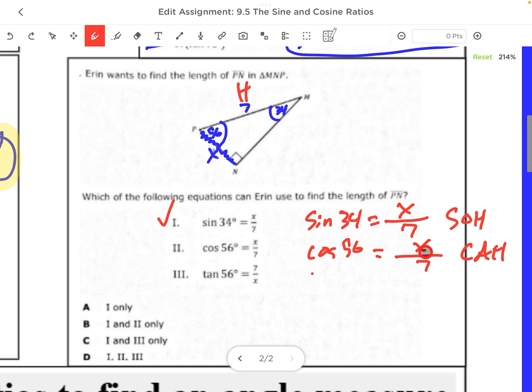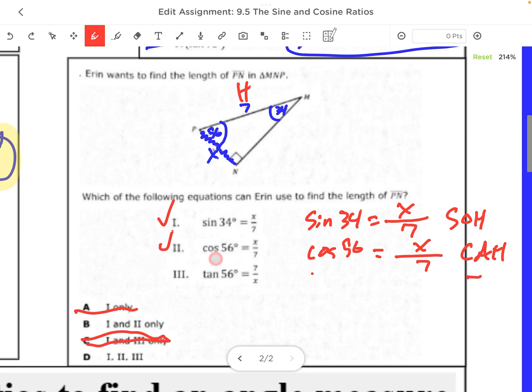So we said cosine 56 is x over 7. Yeah, that's good too. All right, so what do we know? Well, we know that one can't be correct, right? We know A's wrong, but this is 1 and 3 only. We know 2 can be correct, right? So we know that can't be right. So it's either this or this, right? So it really just depends on if 3 is correct. So let's check this out.